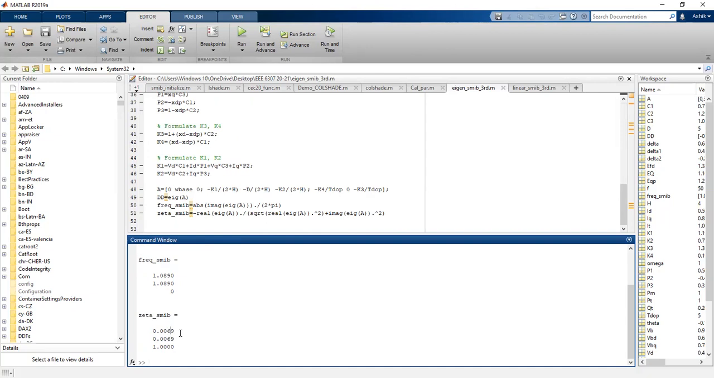Okay, so you see the enhancement. It has now increased a little bit. It was 0.0009, and it has now become 0.0069.